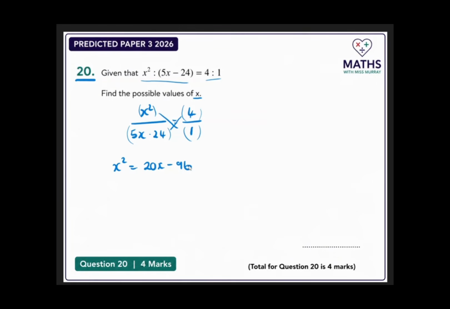Okay, so that's got rid of my fraction by cross multiplying, and now we can see I've got a quadratic here, so I'm going to want to make this equal to 0. So I'm going to subtract 20x and add 96 on both sides, and that will make it equal to 0. So I end up with x squared, I didn't put x there, but minus 20x, add 96 equals 0. Now, you've got quite large numbers here, and it is a calculator paper. So if you get something like that, I would use the quadratic formula, and they give you this on the exam paper, and it looks like this. It's on the front of the exam paper.